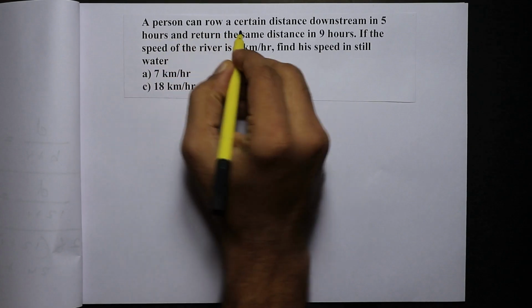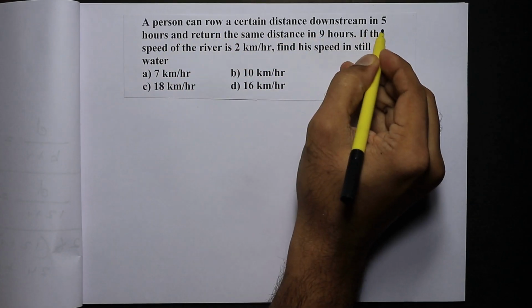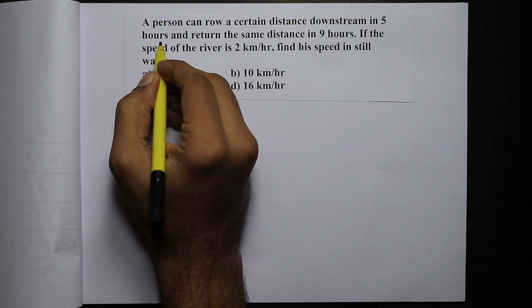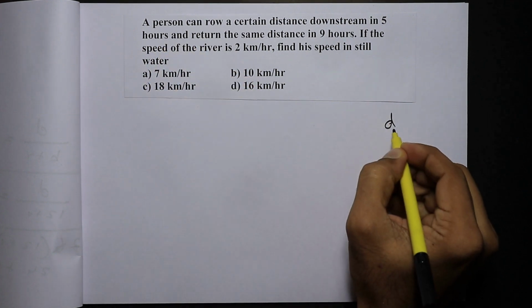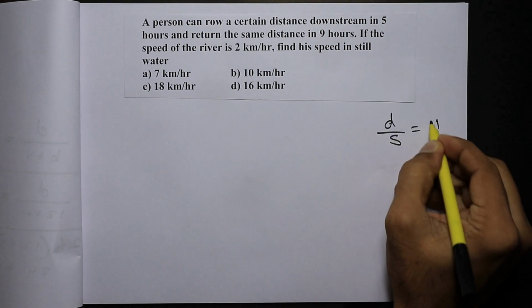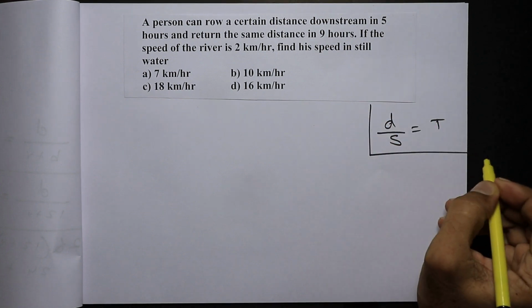A person can row a certain distance downstream in 5 hours. So let us form the equation for that. You have the basic formula: distance by speed gives you time. This is the basic formula.